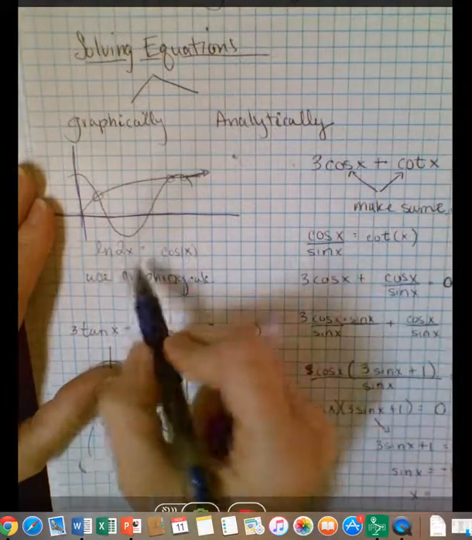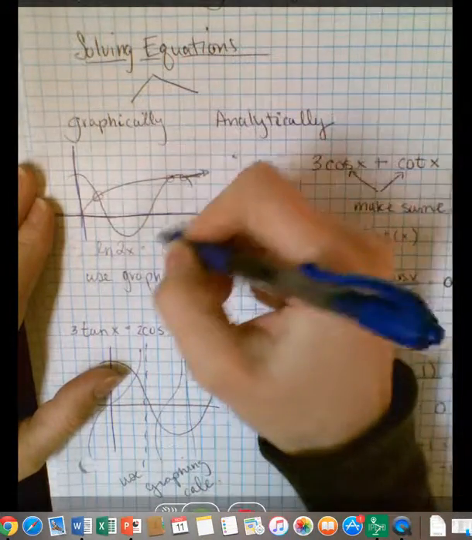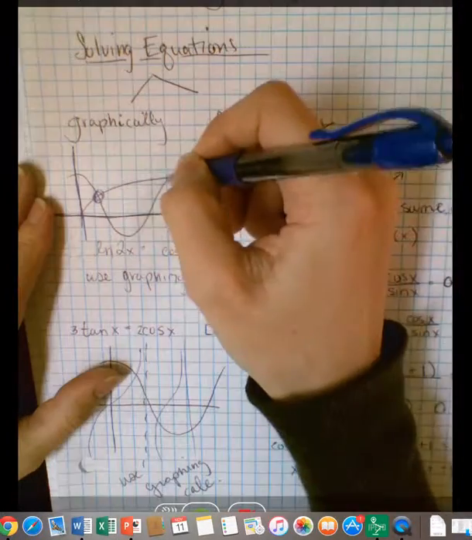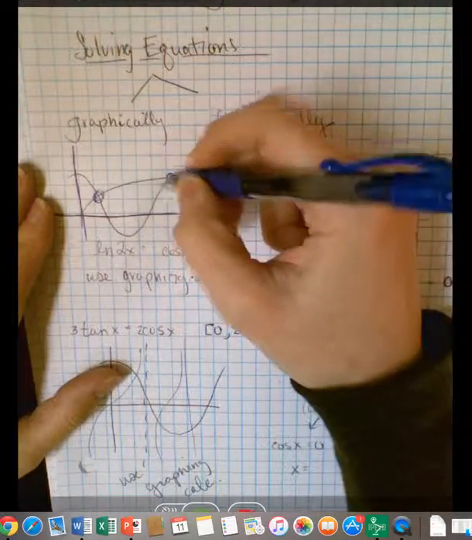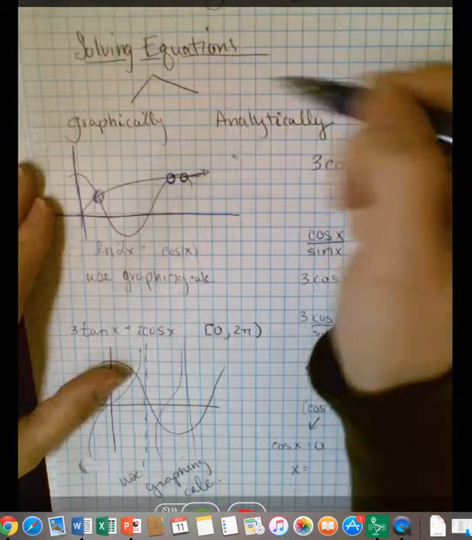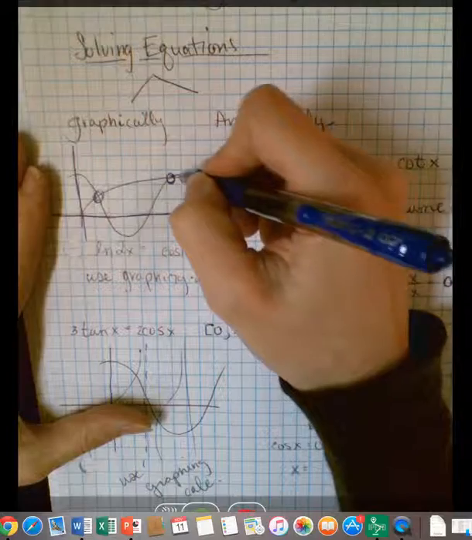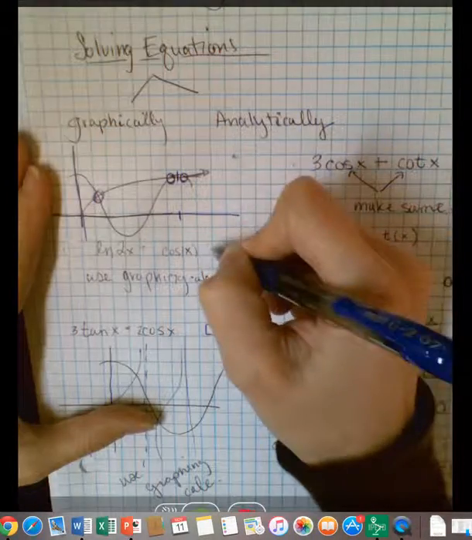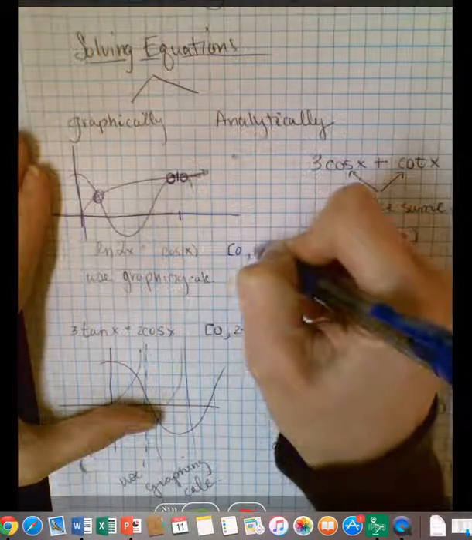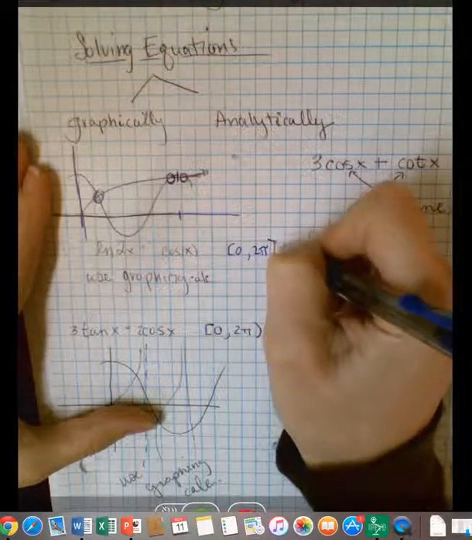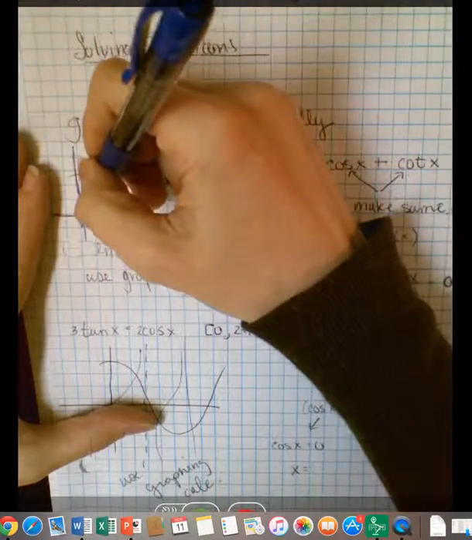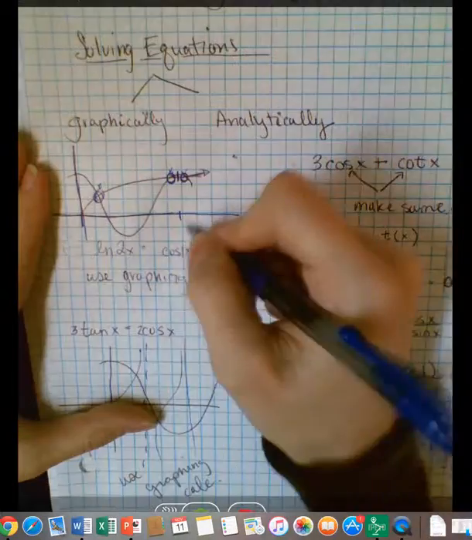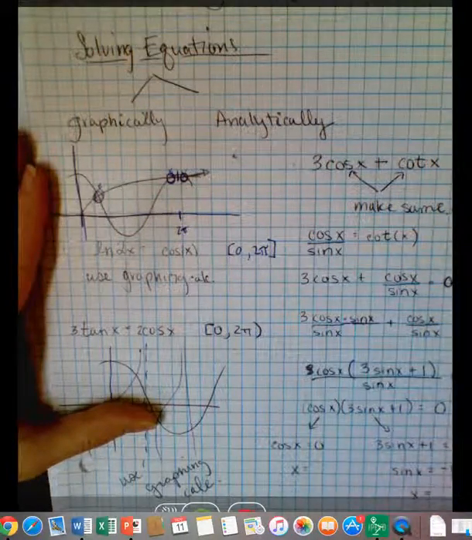So example, this is the natural log of 2x, and this is the cosine function. And so if I were to put these in a graphing calculator, I would note that I have 1, 2, 3 intersections. Now let's say I only want from 0 to 2 pi. Well, in that case, I would only keep this one and this one, because this one lies outside of my 2 pi on my graph.